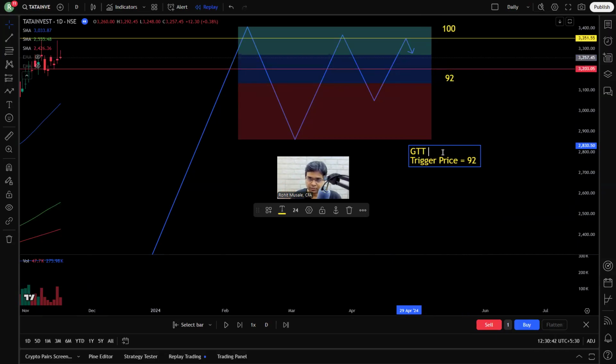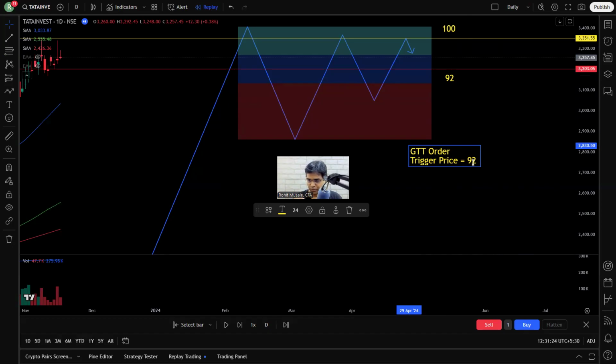So GTT is an order that gets triggered when the price touches 92. Triggered means what? When you place a GTT order, that order goes to your broker. That order stays with the broker till it is triggered. Now, when the price touches 92, that order gets triggered and goes to the exchange. Till the time the price is hit, nothing happens. The order remains with the broker. But the moment it touches 92, that order is going to go to the stock exchange.